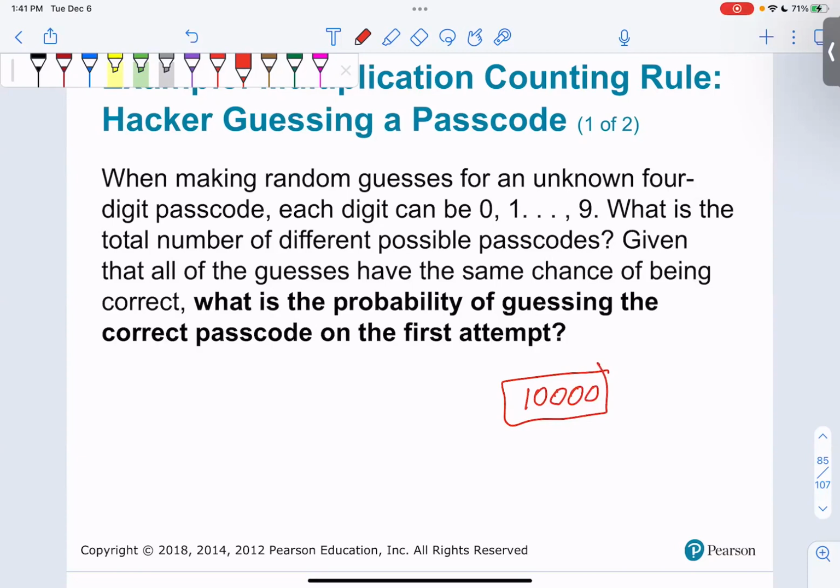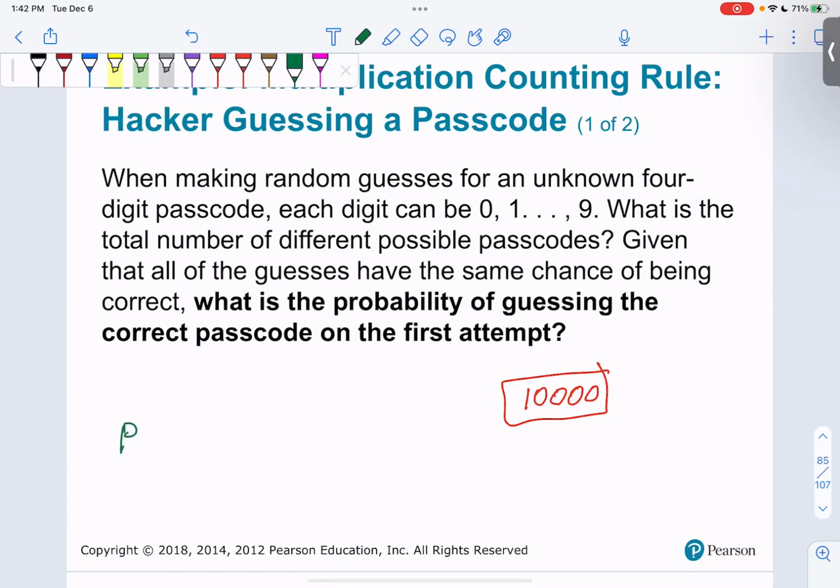Okay, then the question here: what's the probability of guessing the correct passcode on the first try? Imagine that I give you my phone. My phone has a four-digit passcode. If I give you my phone, what's the probability that you will guess it on the first try? Yes, so basically, there is only one correct passcode, right?